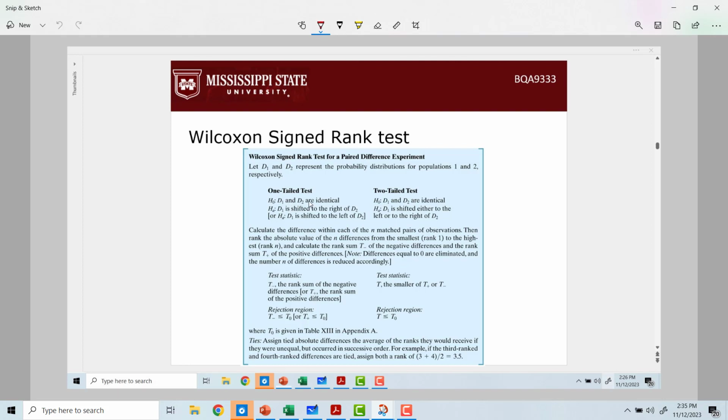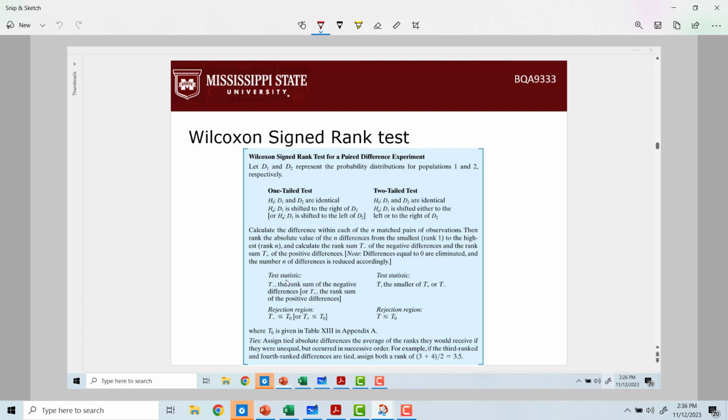We've got D1 and D2 are identical, and D1 is shifted to the right of D2 or to the left of D2 for the one-tailed, and D1 is shifted either to the left or to the right of D2 for the two-tailed. So there's no difference in the hypotheses from the Wilcoxon signed rank test.